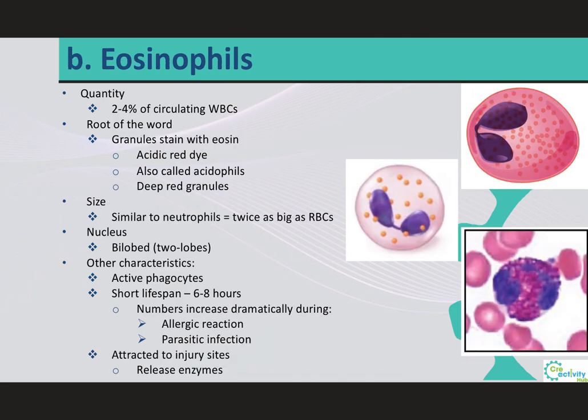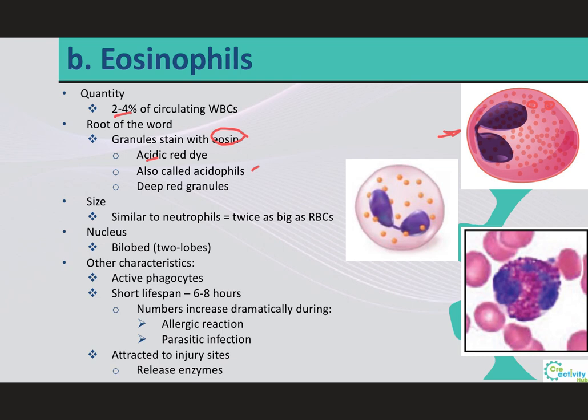Next, we have the eosinophils that will represent about 2 to 4% of the circulating white blood cells. They can also be called acidophils, and they are named this way because their granules, like I said earlier, will stain with eosin, which is an acidic red dye. So we can see from this image over here that the granules do look reddish. Eosinophils are also very big because they have a similar size to neutrophils. So this also means that they will be twice as big as the red blood cells.